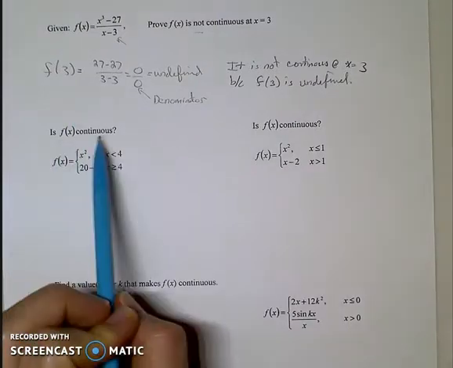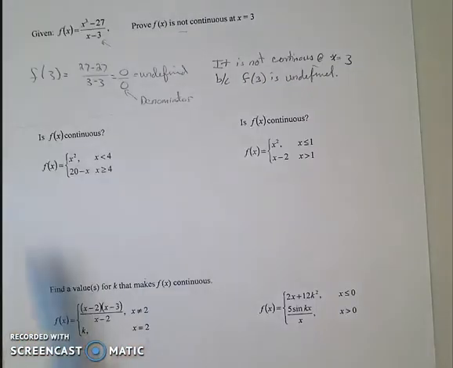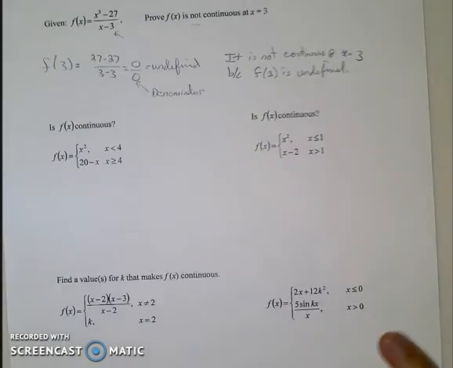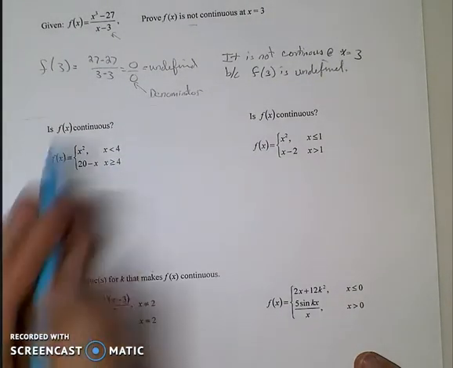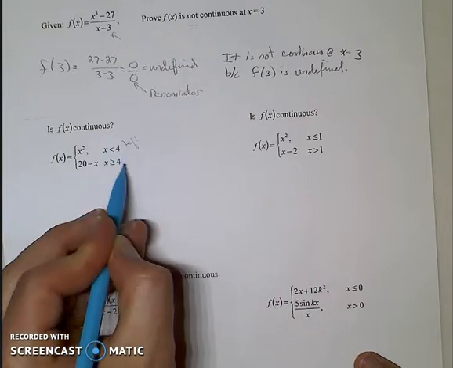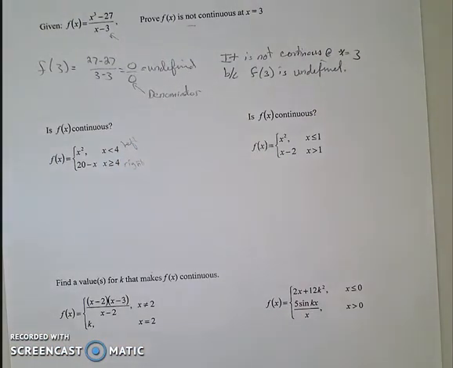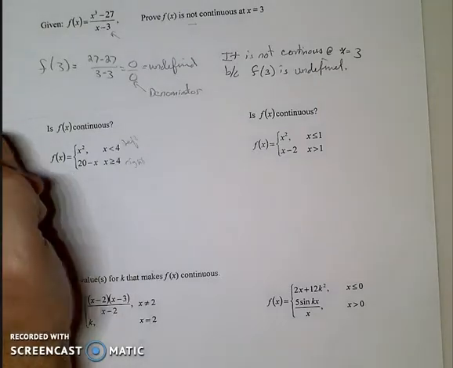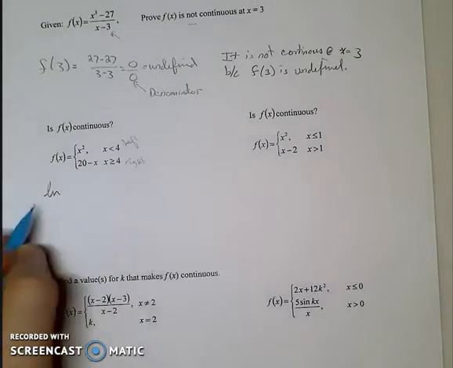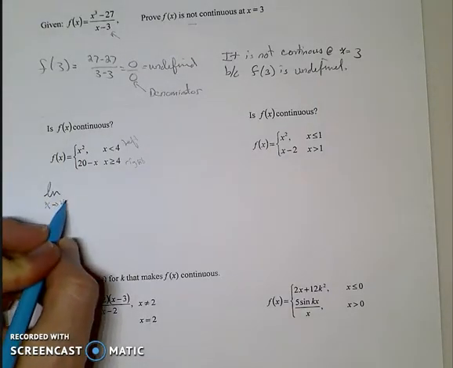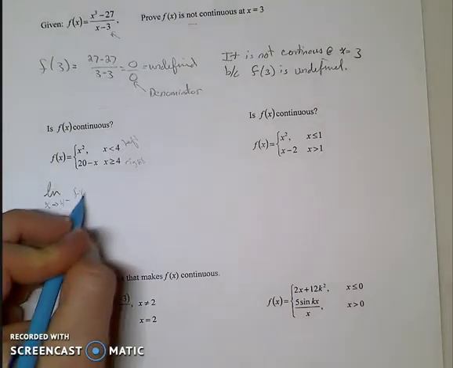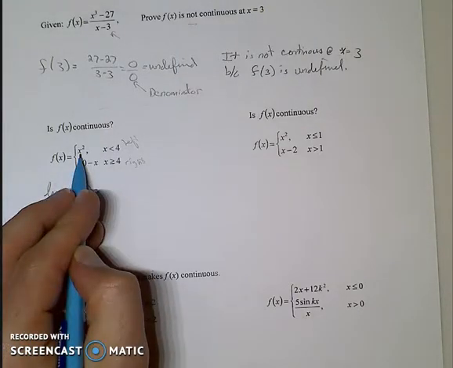Now, moving on. Is this function continuous? Well, we have a piecewise. Notice that this is from the left, this is from the right. Two ways you can do this. You could graph it. That's fine to graph it. It takes a little more time to graph it. So we're going to just go right to limits. The limit as x approaches 4 from the left of f of x equals this portion of it.